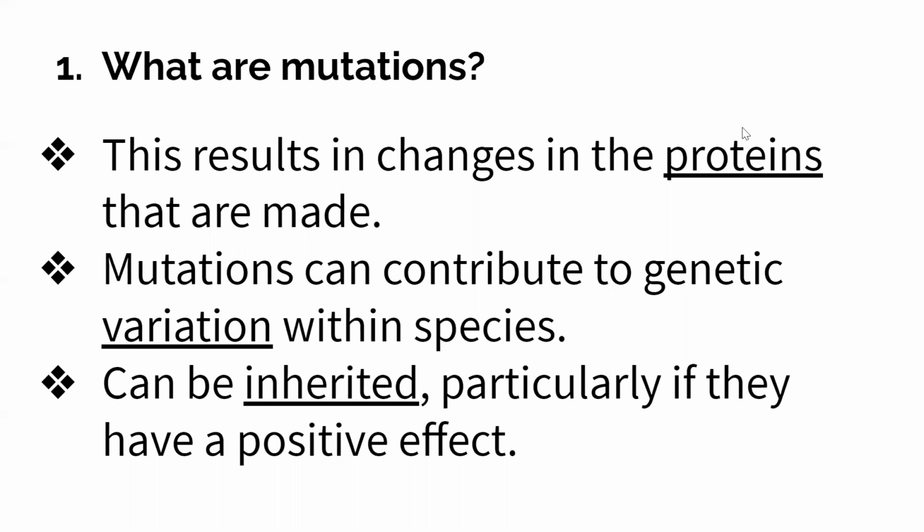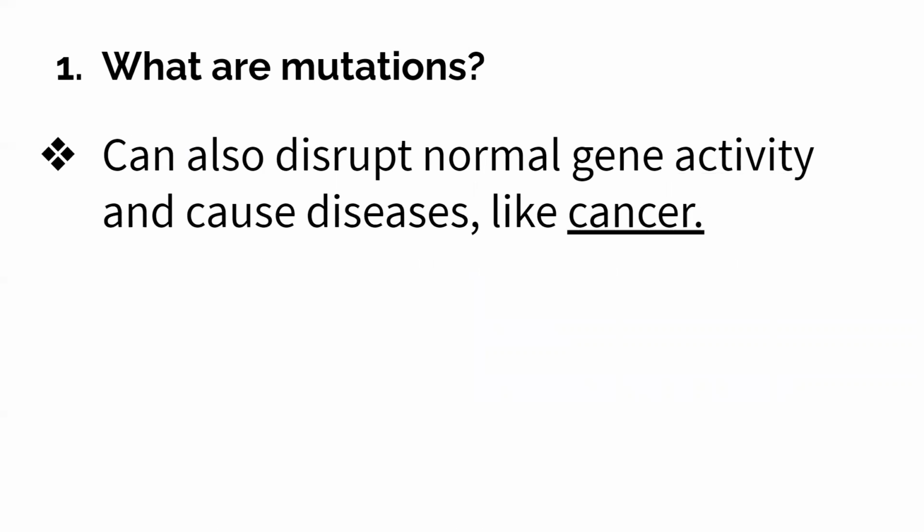And this happens when the mutation creates a positive effect quite often, because positive mutations tend to help a species survive better. And so if that happens, then that mutation will be passed on because the offspring will survive. And then you'll see that mutation more and more in a population. But also, like I said, they could theoretically disrupt normal gene activity and cause diseases. So mutations, when they happen and result in a negative effect, they can cause cancer or they can cause death, depending on what it is and where it is and how serious it is.